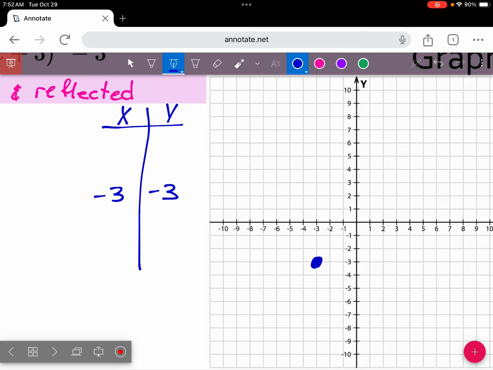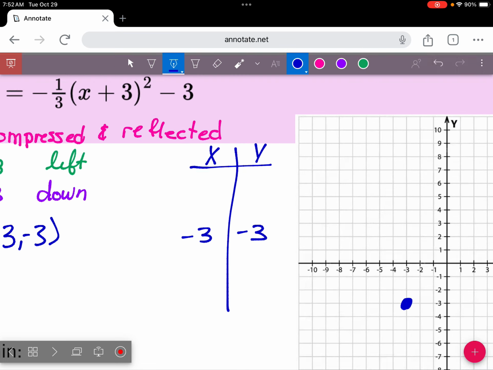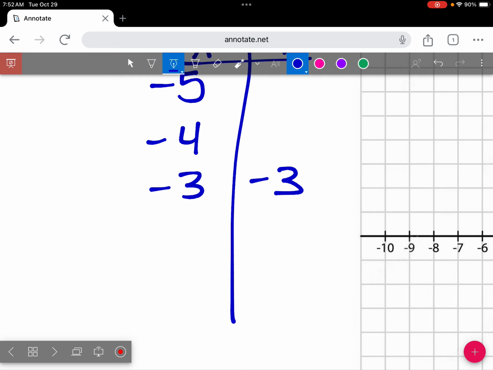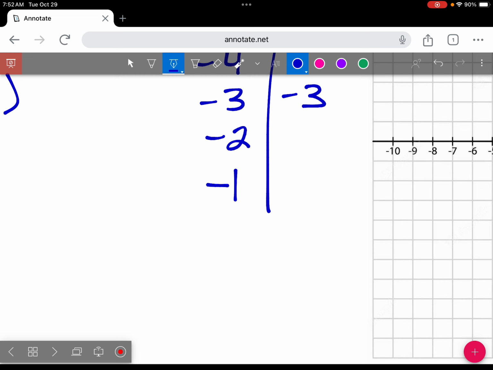So to find our other points, we're going to take some that are smaller than negative 3, like negative 4 and negative 5. And we're going to take some bigger than negative 3, like negative 2 and negative 1. And we're going to substitute those into our equation.